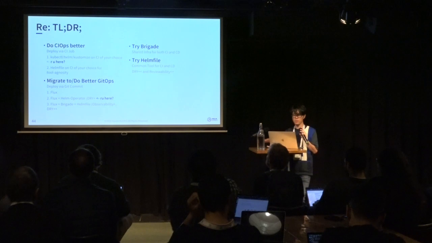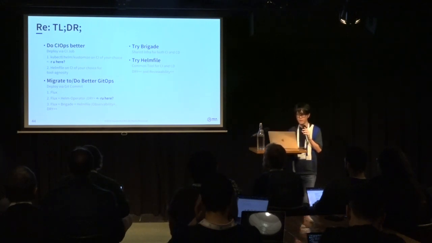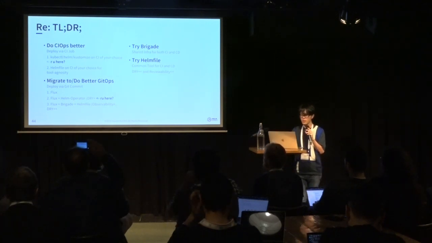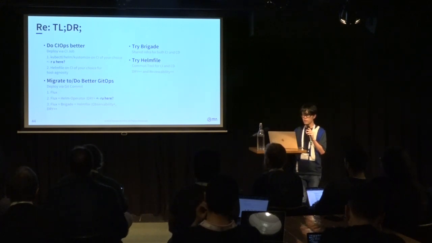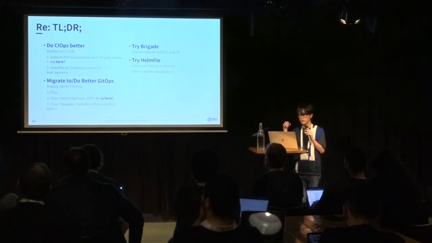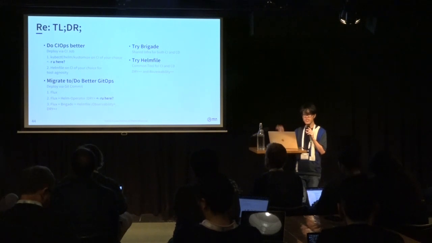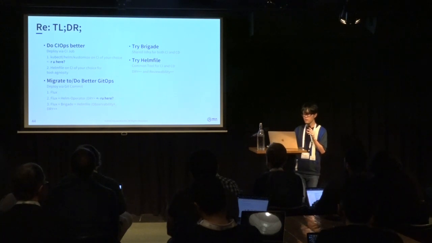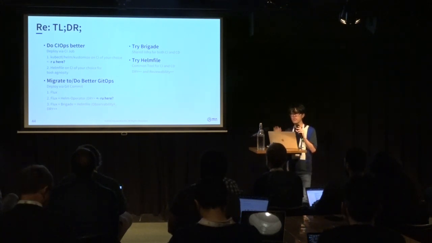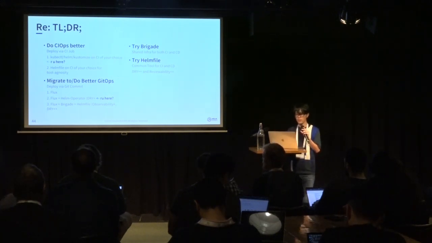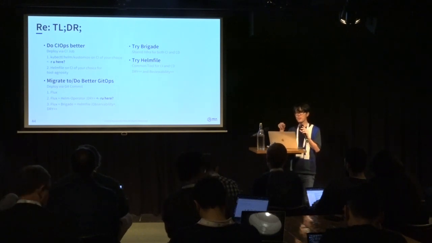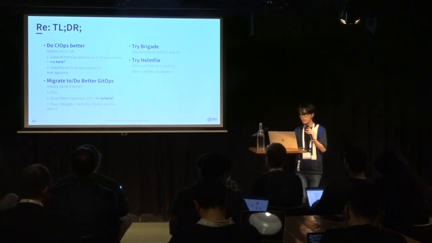What I wanted to say in this presentation was just four points. So you can do CIOps better by using Helmfile on the CI of your choice. Anyone using Jenkins or Circle CI, Travis CI on your pipeline? Okay, so you can just start using Helmfile on your CI system of choice to make your deployment very DRY and also reviewable. If you want to make your CIOps pipeline more reliable, you can migrate to GitOps.